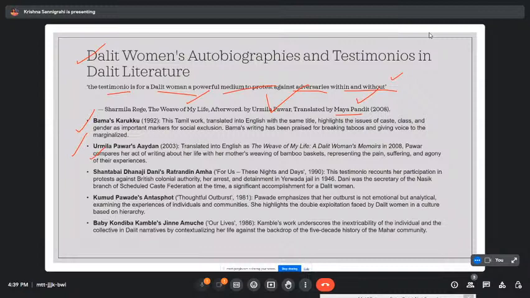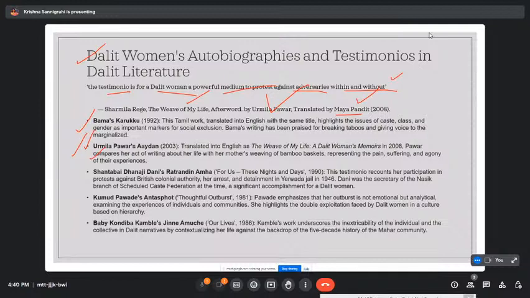However, Urmila Pawar also mentions that, unlike her mother, who used to weave her sadness, her suffering, her agony through the weaving of bamboo baskets, her experience is a kind of weaving through words. Her weaving through words has actually empowered her, which was not there in the case of her mother, who was weaving bamboo baskets or aidans only.